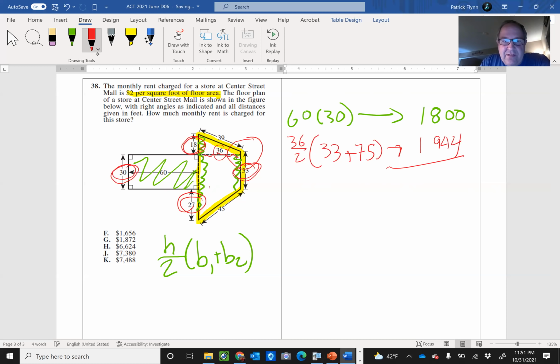Add those up and we get 3744. Now be careful. Luckily they give us that as an answer. Good. Okay, $2 per square foot times that, we get 7488, which is choice K.